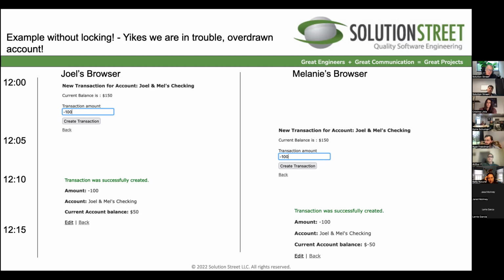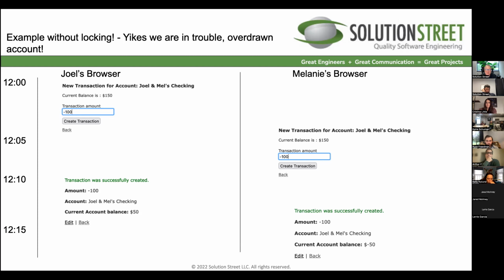Meanwhile, my wife came in and went to the screen to take money out. And she was looking up something on her computer and needed a few minutes before she hit the go. And meanwhile, I came back from my distraction and took the money out. And you can see at 12:10, I got the money out and our balance is now $50. A couple of minutes later, she hits the button. Uh-oh, we're overdrawn because she thought we had 150 still in, but it turned out I'd already taken $100 out. So now we're negative and the bank is going to call and yell at us.